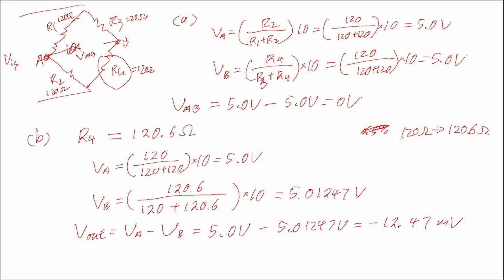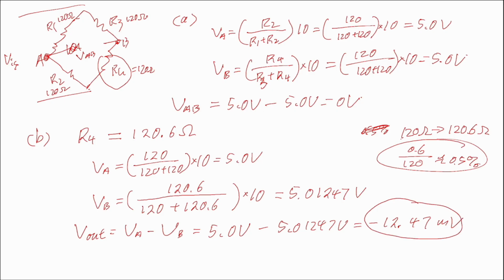So you can see the resistance of R4 changed from 120 ohm to 120.6 ohm. It means 0.6 over 120 is roughly about 0.5%. Now this change in resistance caused a 12.47 millivolt change. And with modern equipment, it's very easy to measure a 12.47 millivolt change.